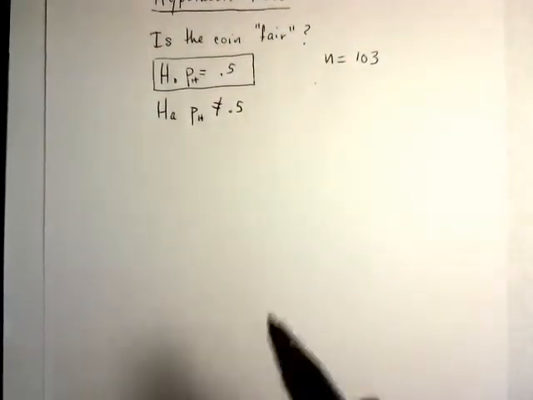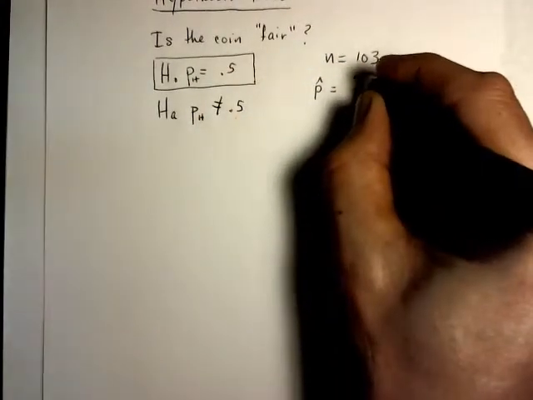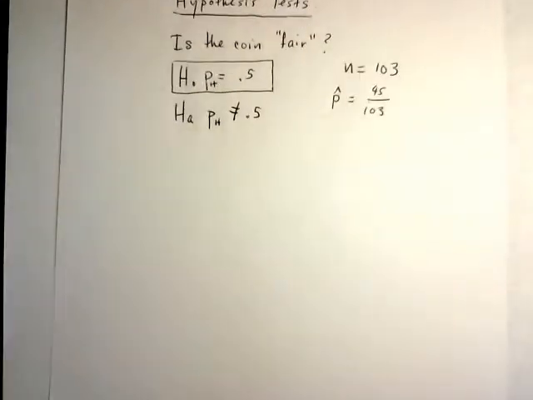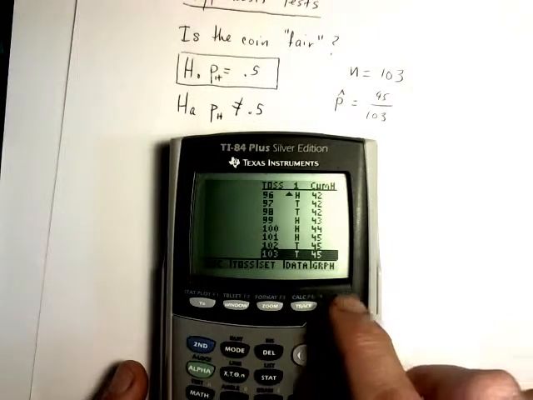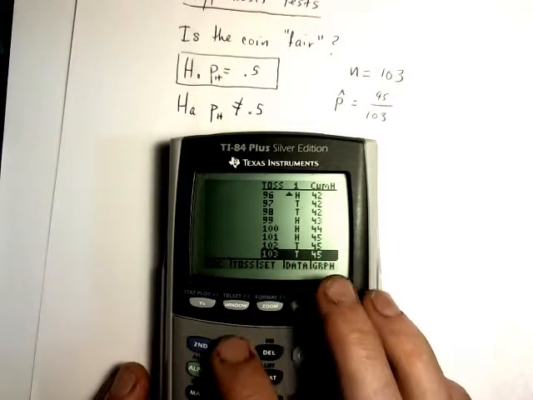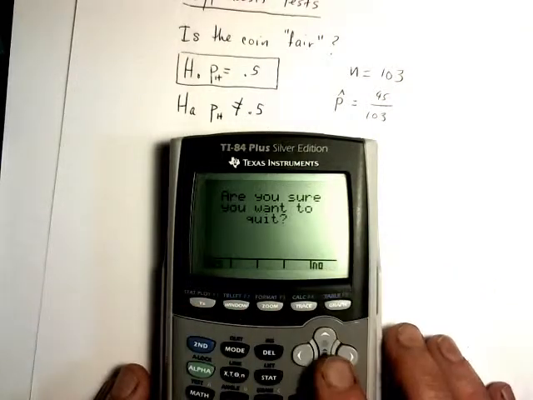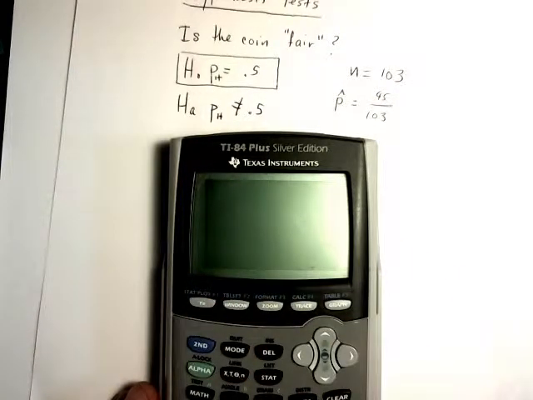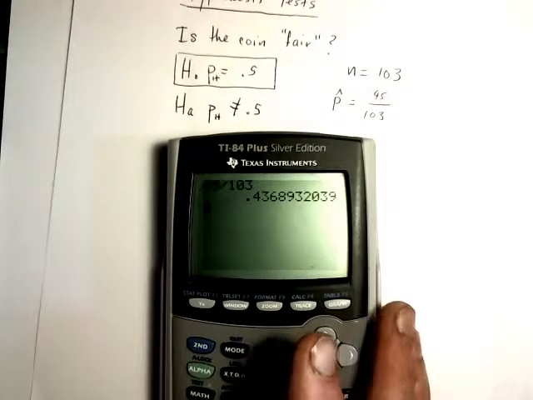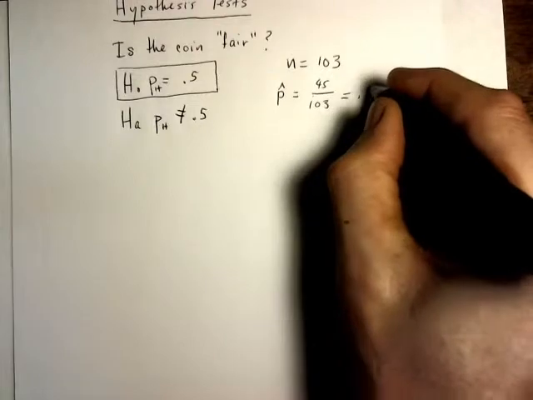So what we ended up getting was a p-hat. And our p-hat was 45 out of 103. Real quickly, we can calculate what that p-hat is. I'll escape this, then quit. So I can calculate what 45 divided by 103 is. I got 0.437. So my p-hat is about 0.437.